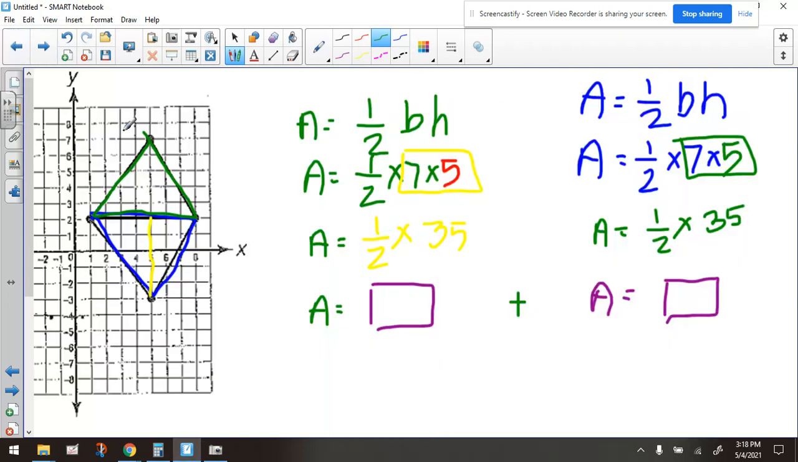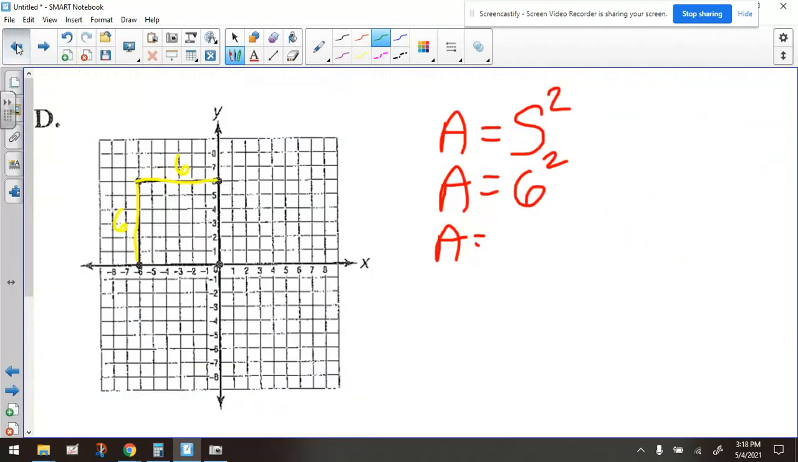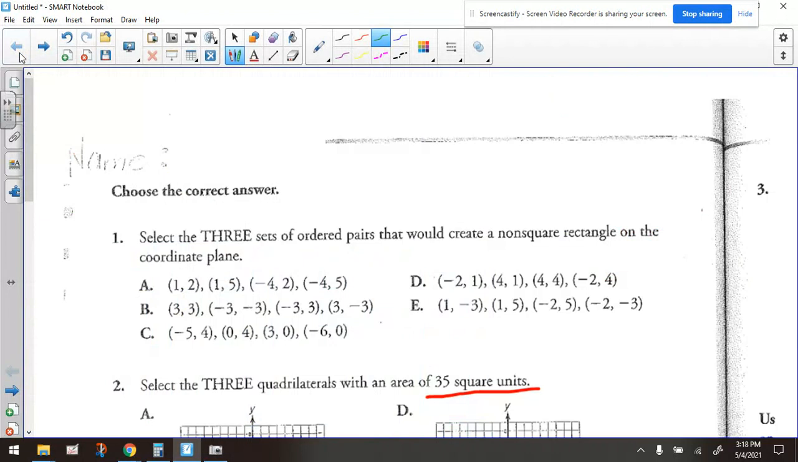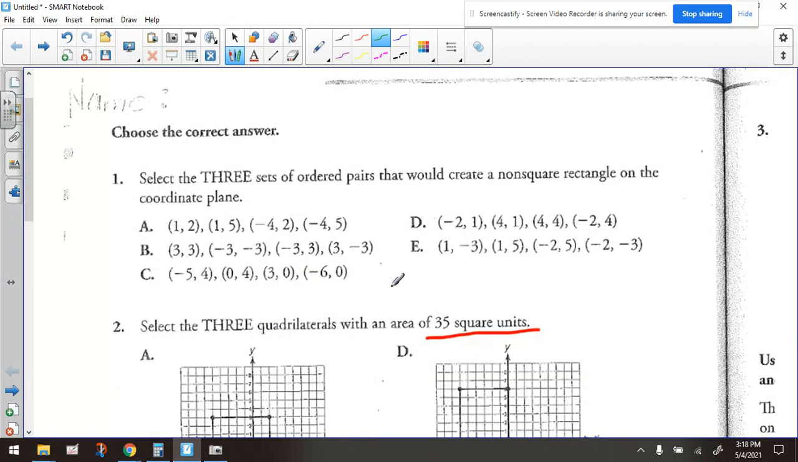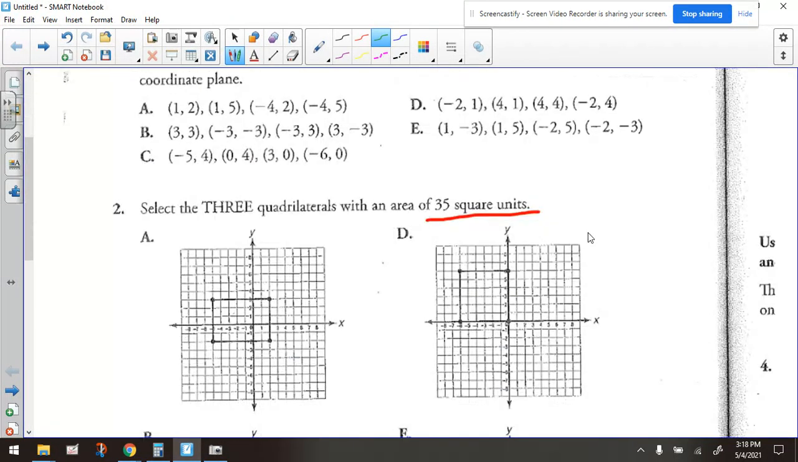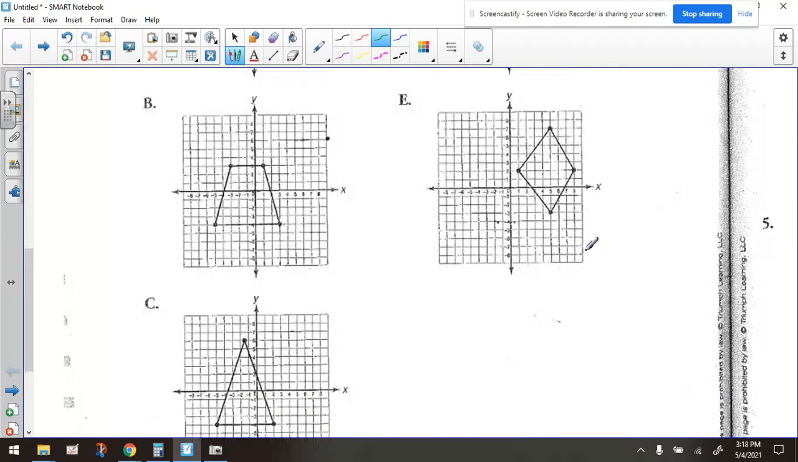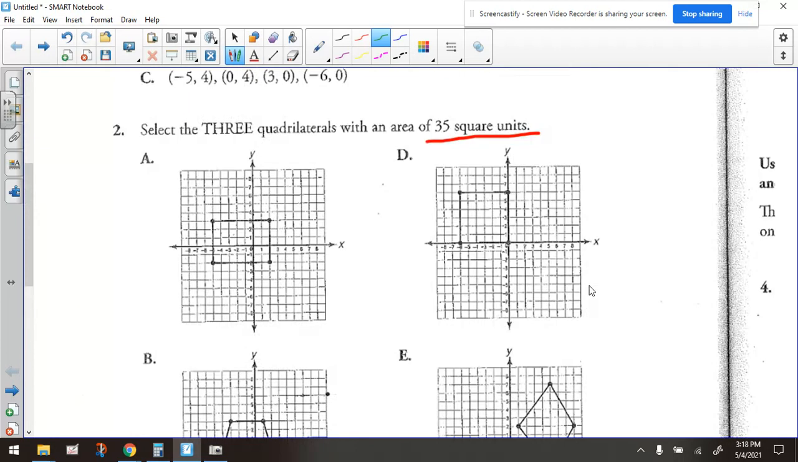All right, and I think that's it, right? Those are the choices. So decide which ones equal it. Let's go back and look at the question one more time. So the question was, select 3 quadrilaterals that have an area of 35 square units. We looked at all these choices. So go ahead and pick the ones. Remember, you got to pick 3. All right, good luck finishing this up.